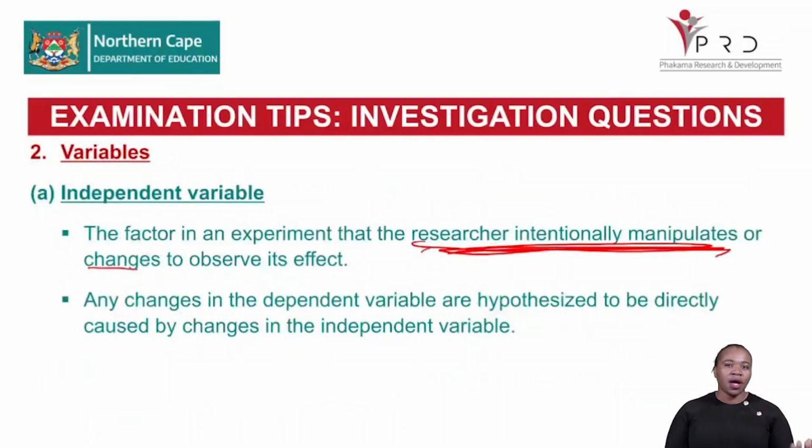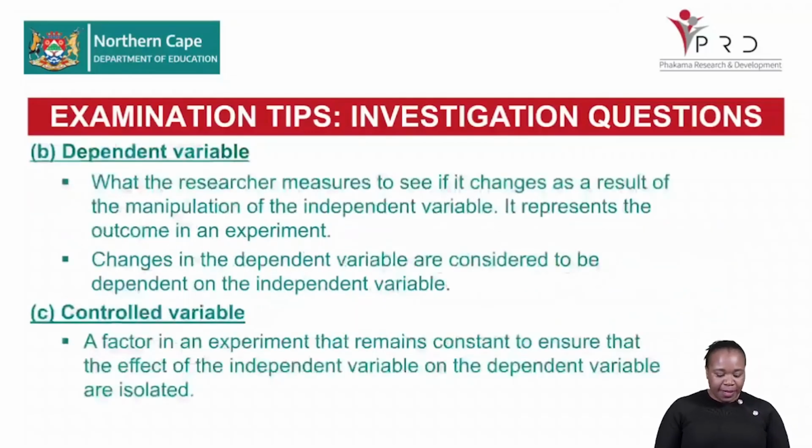Now, this room temperature, what is it going to do to something else? That something else would now be our dependent variable, because changes in the room temperature would lead to changes in our dependent variable. The dependent variable depends on the independent variable. Any changes in the dependent variable are hypothesized to be directly caused by the changes in the independent variable. Now, the dependent variable: this is what the researcher measures.